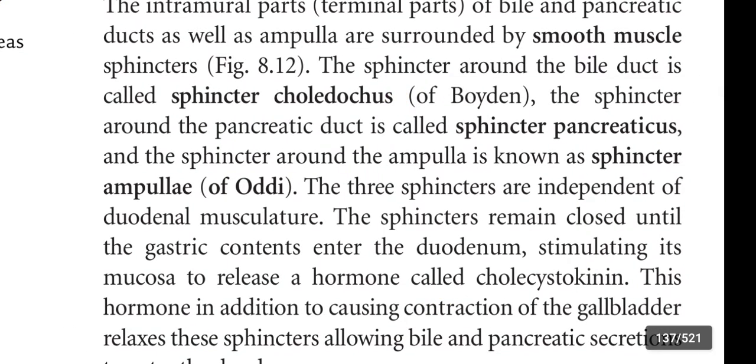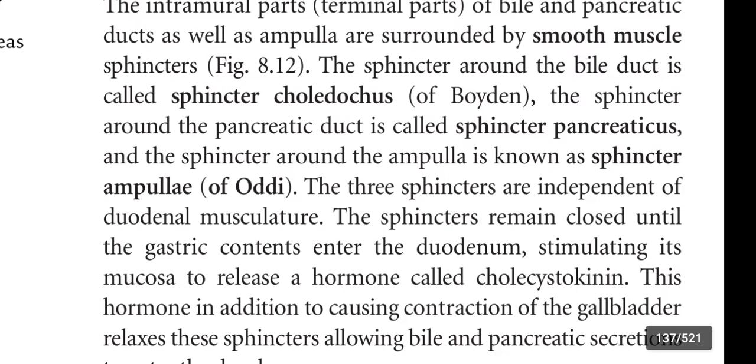Recollect what I am saying. What is the sphincter for the bile duct? It is the sphincter of Boyden, also called sphincter choledochus. Next, coming to the sphincter of the pancreatic duct, it is the sphincter pancreaticus. Next, what is the sphincter of ampulla? It is sphincter ampullae or sphincter of Oddi.